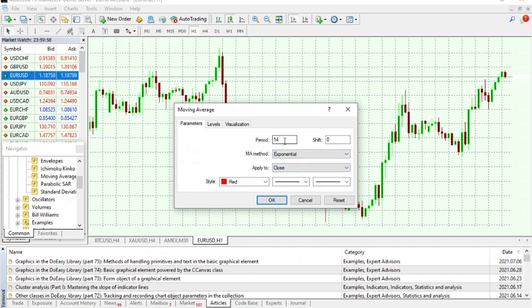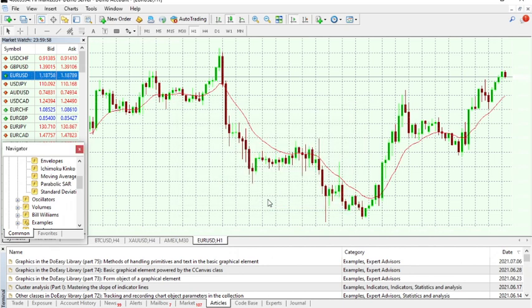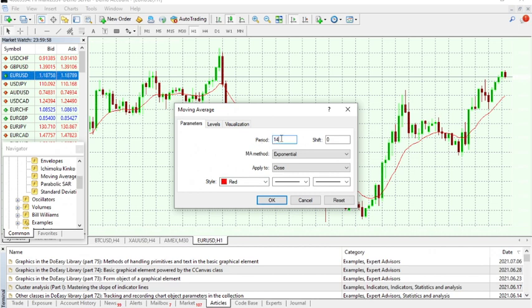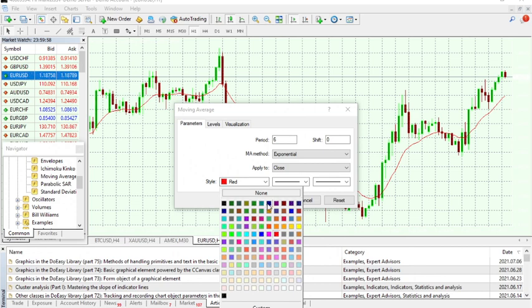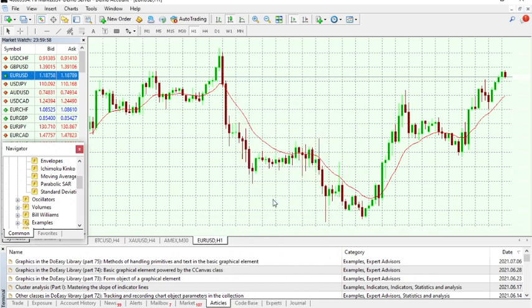Okay, the 14 period moving average is in red color. Then you leave it. Click on OK. That's the 14 period. Then left click on the moving average again. Go to the period. Change that to 6. Okay, 6-period moving average. Then you leave it at exponential. The next thing that you really have to change here is the color. You can use this navy blue.